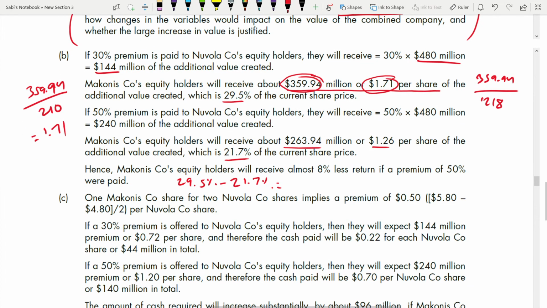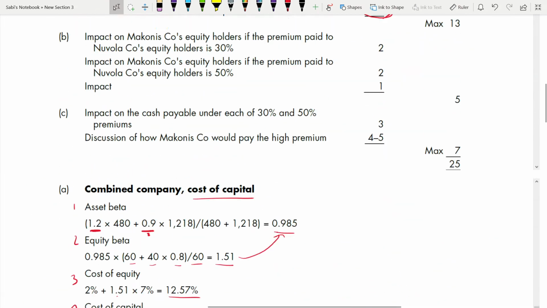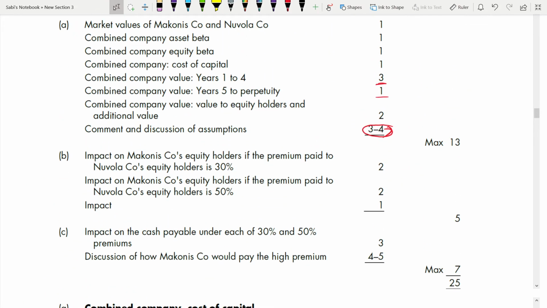Now coming to part C. Okay, for part B, yes, sorry, I forgot to mention the marking scheme. 2 marks for the impact on Nuvola and Makonis with 30%, and 2 for impact on Makonis and Nuvola with 50%. And 1 mark is for the impact. So that impact you have to tell, that it increased or reduced, something in one line.